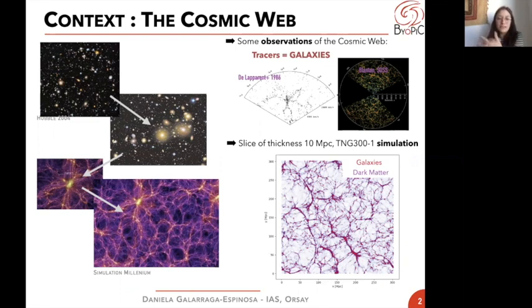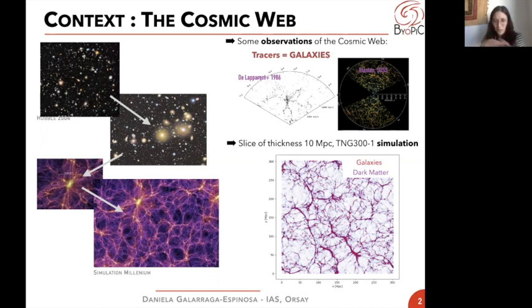The easiest way to see this cosmic web is thanks to observations of galaxies, and that's actually how we detected the cosmic web in the first place. This is the plot from de Lapparent, where each point is a galaxy, and we can clearly see that the filamentary structures are there. And the other plot is from a more recent observation, which is SDSS.